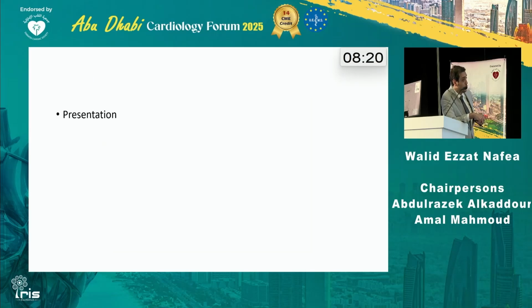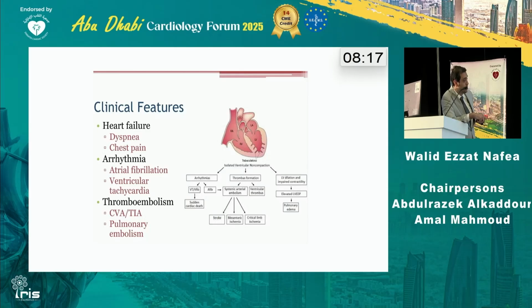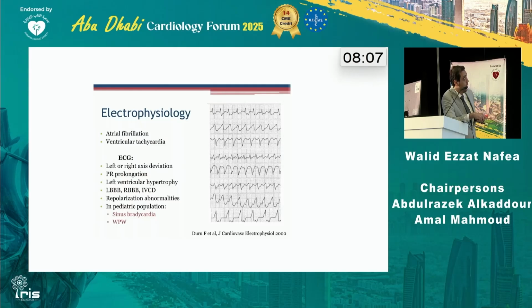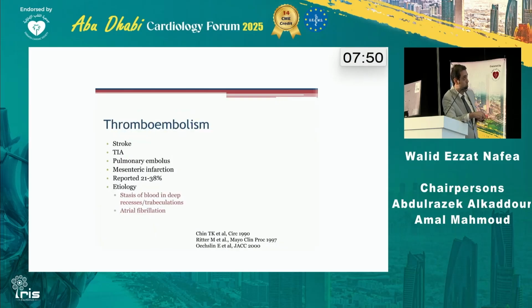So if we go to the presentation of LV non-compaction, we can have heart failure symptoms like dyspnea, chest pain, arrhythmia like atrial fibrillation or ventricular tachycardia, or thromboembolism like CVA-TIA or pulmonary embolism. On electrophysiology, we might have a normal ECG, or a wide QRS complex for the conduction delay, left or right axis deviation, PR prolongation, or other arrhythmias, or sinus bradycardia, or even WPW in some cases.